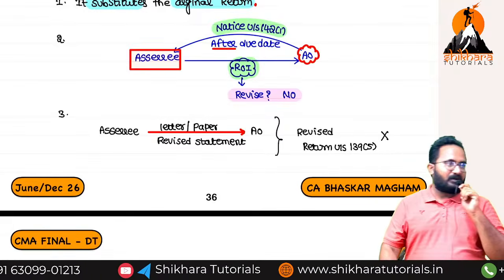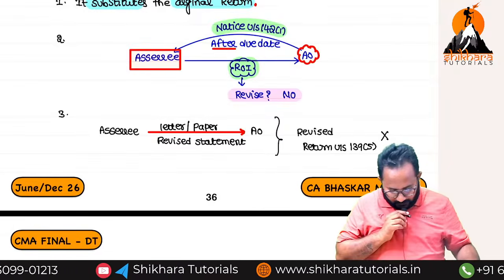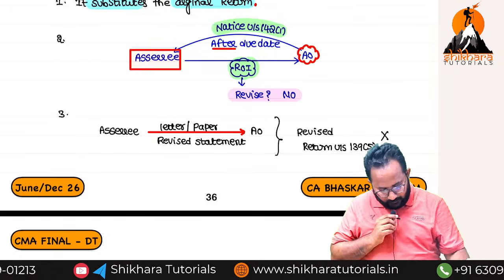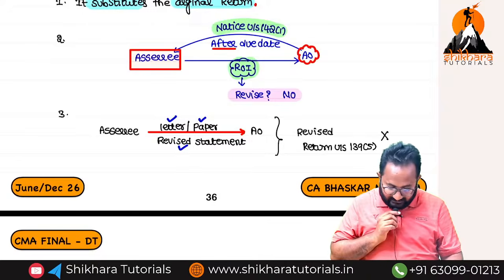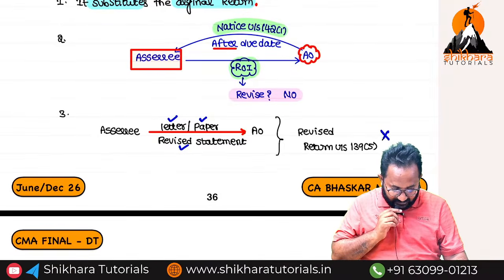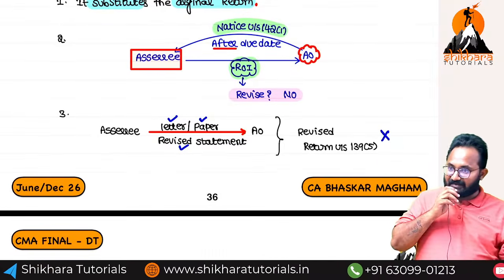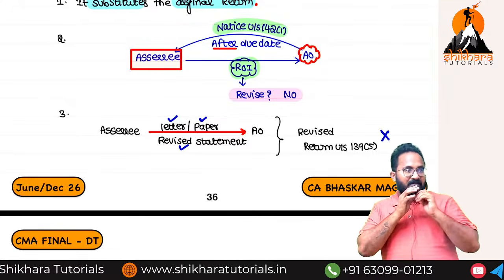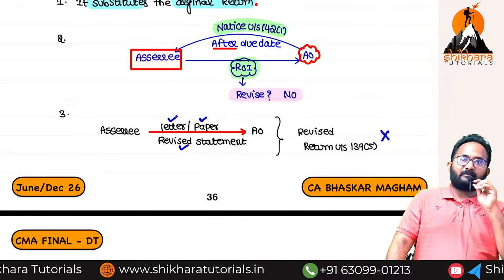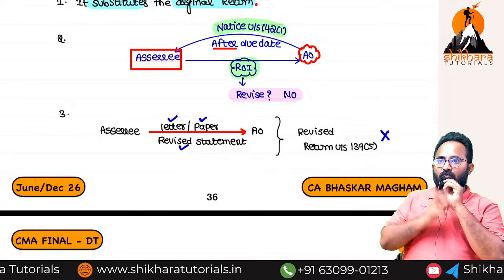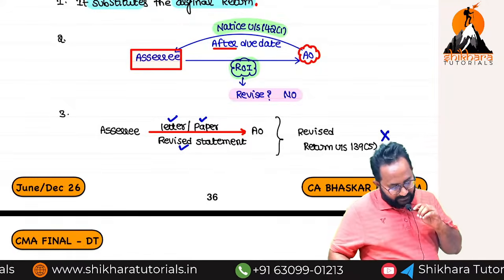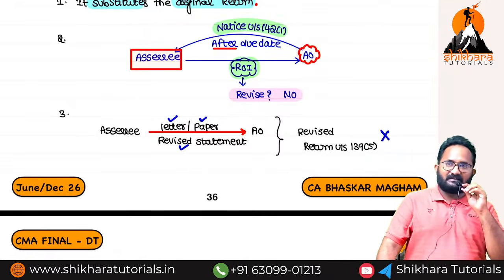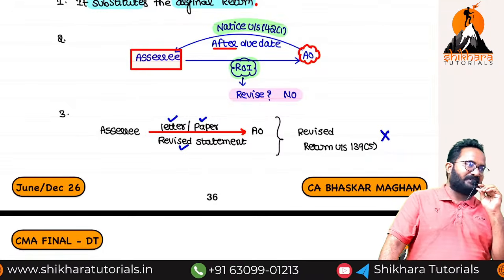Then only that is called a revised return. If you prepare and send any letter, paper or revised statement to the AO, this cannot be called a revised return. A revised return means you definitely have to log into the website, and only through that website you have to file. If you are sending a revised paper, revised letter or revised statements, this cannot be considered a revised return.